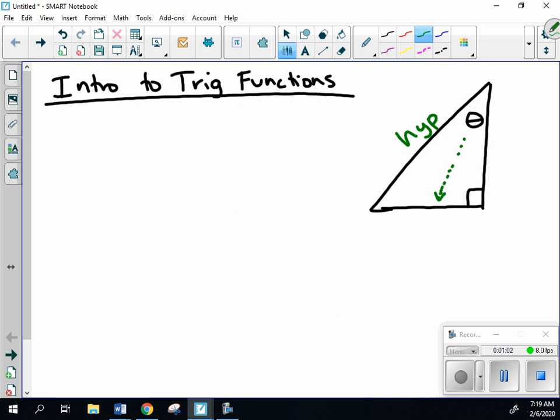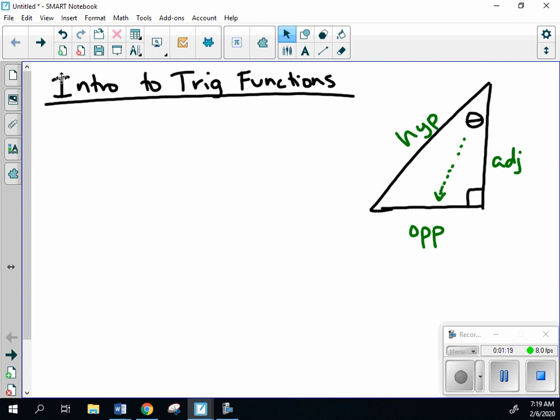The O, or opposite side, is based off of theta. Are you on the opposite side of that triangle? Then the adjacent side is the side that forms that theta and is not the hypotenuse.